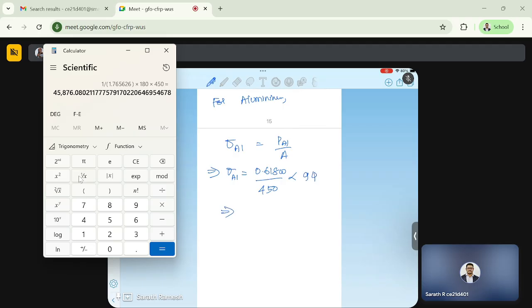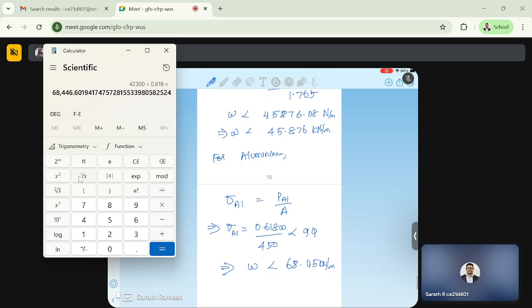So this gives us W should be less than 94 times 450 divided by 0.618. So this gives us 68.45 kilonewton per meter. Okay.